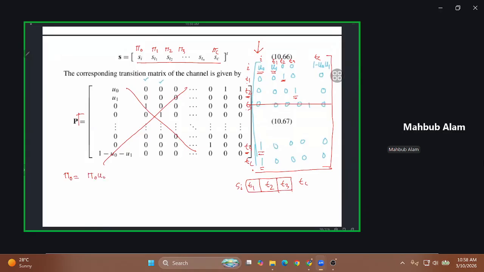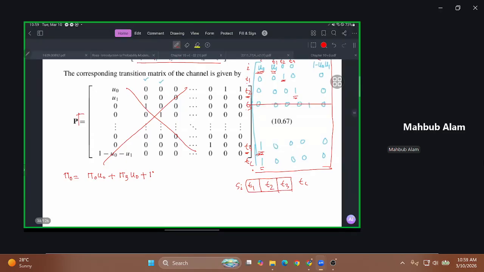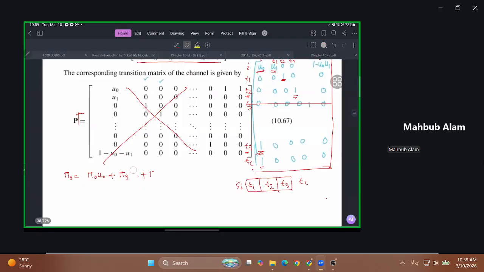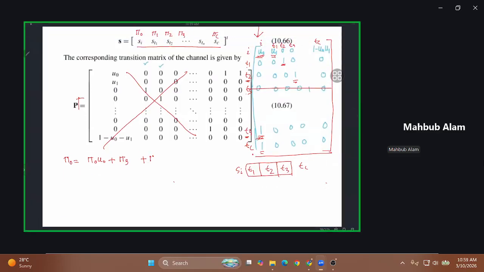So pi naught times u naught, first quantity. Then we'll have this one. This will be plus pi 3 times u naught plus... my mistake. This will be pi 3 times 1 plus pi c times 1. This is the first equation.